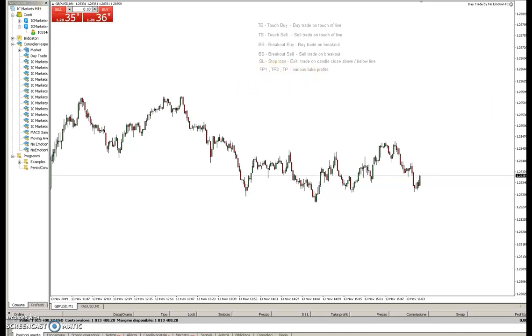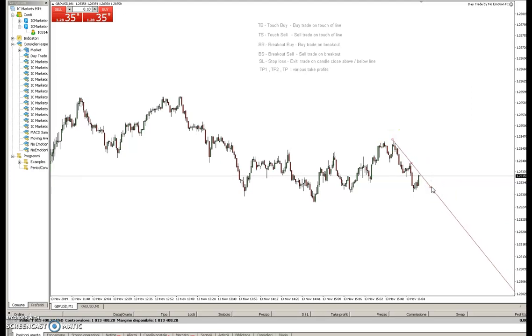Now first of all let's see how the touch of trend line works. For example, let me draw this trend line here, and I want price to go a little bit higher. So let's say, for example, first of all I'm just looking to see the touch.